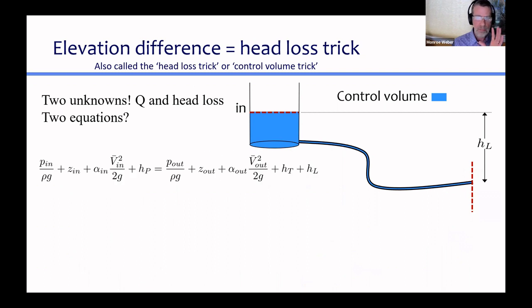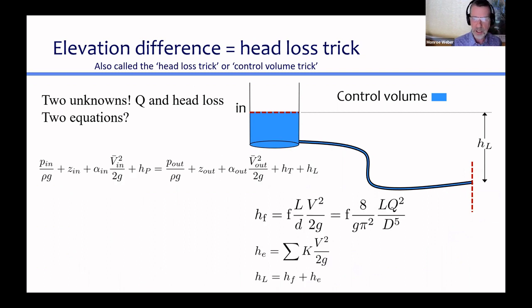So we have our control volume equation, and we have a second set of equations, which is the Darcy-Weisbach equation that is dimensionally correct. And we also have the minor loss equation, where it's the sum of k times v squared over 2g, and then the total head loss comes from those two. So let's try this. We're going to cross out all the terms that we know. We're going to get delta z.